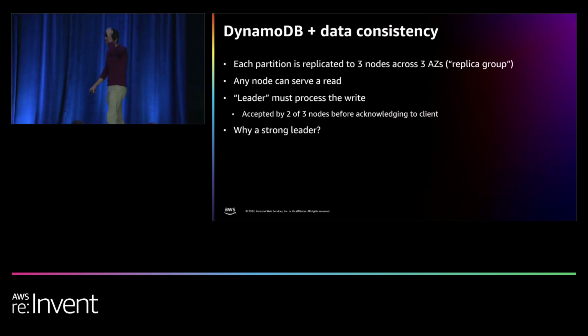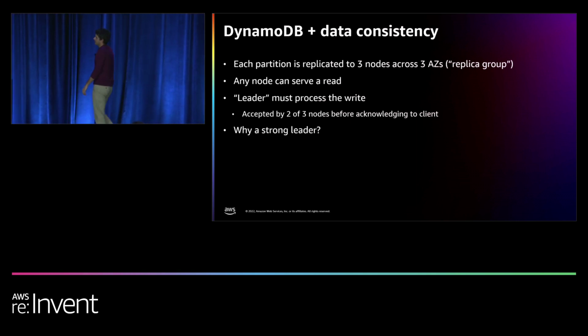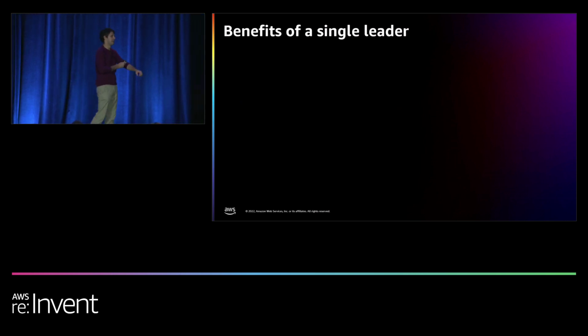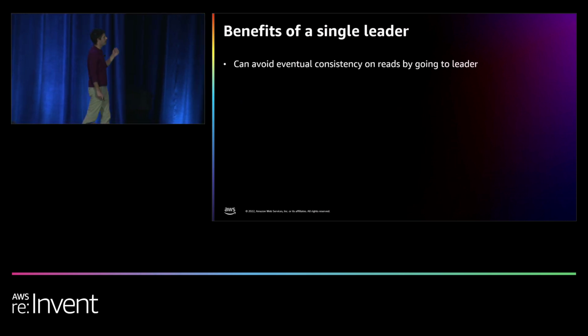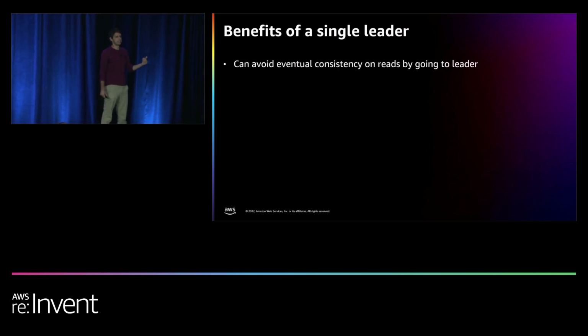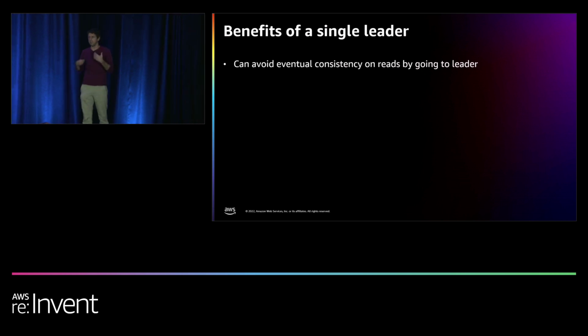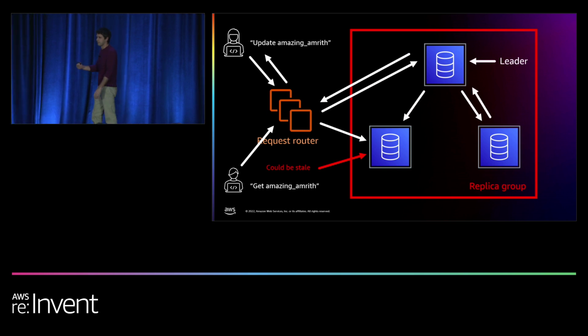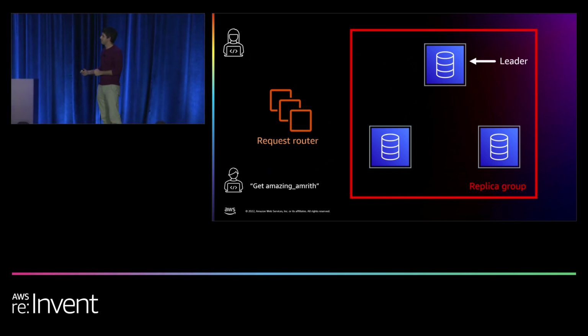So why use a strong leader, right? This is different from Cassandra. Why use a strong leader? And I think there are 2 big benefits of a strong leader that are underrated. Number 1 is if you do need strong consistency on reads, you can get it in DynamoDB by going straight to the leader, right? So we saw how you can get a stale read from that sort of lagging node, but that's unacceptable to you.